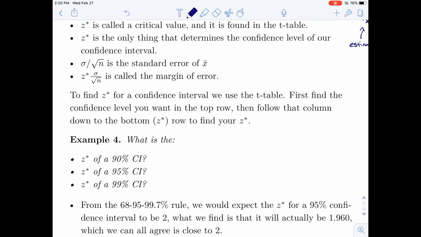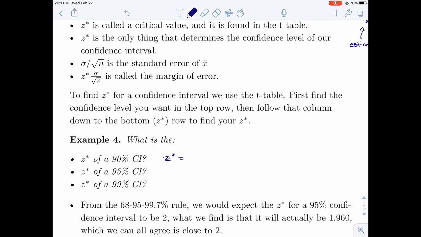And so for example, what's the Z star of a 90% confidence interval? Confidence interval, I call it CI. Seems reasonable. Confidential informant. No.